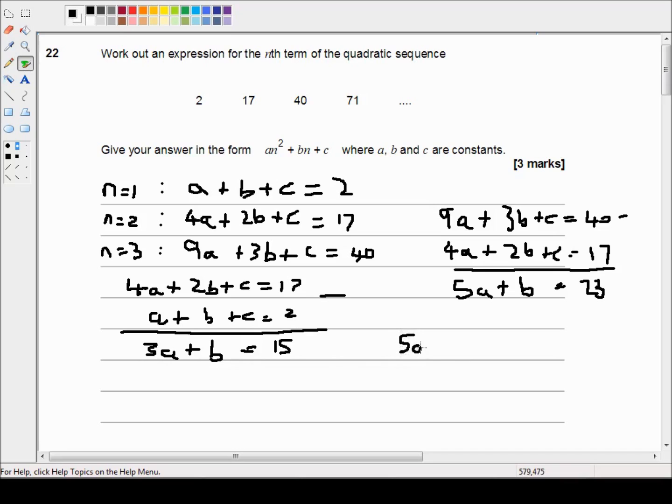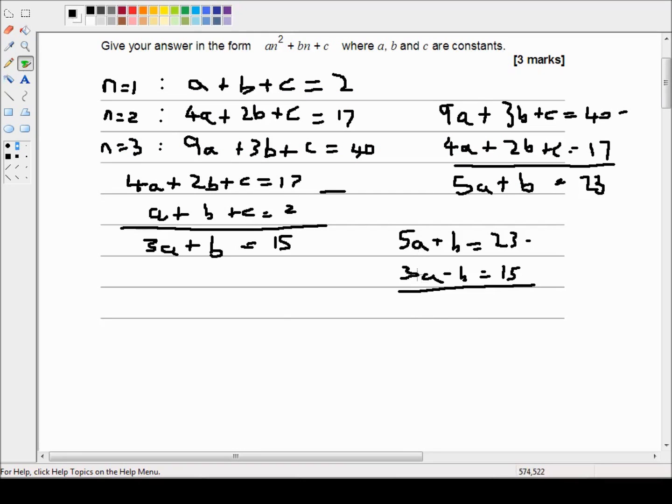So if I write these down, 5a plus b equals 23, and I subtract 3a plus b equals 15. Right, so if I take 3a away from 5a, I'm left with 2a, and b minus b is nothing, so that disappears. I don't know why I wrote a plus, that looked like a minus. And that's equal to 23 minus 15, that's 8. 8 plus 15 is 23. So therefore a is equal to 4, because 2a is 8. Okay, so we've got a.